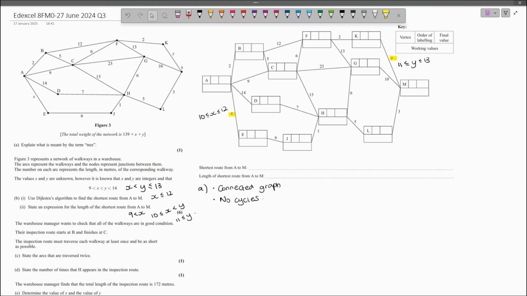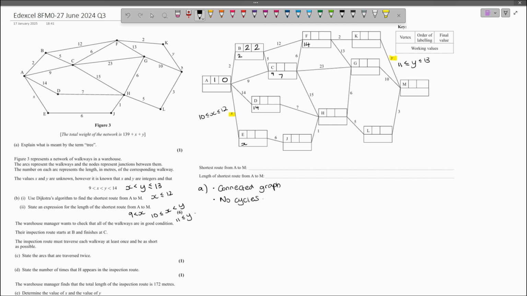So let's get started with Dijkstra's algorithm. We're going to start at vertex A. So I'm labelling vertex A first, and the distance from A to A is 0. I'm going to calculate my working values. I'm going to get 2, 9, 14, and x. 2 is the smallest working value, so I'm going to visit B next. And I'm going to update the working values of all the vertices connected to B. I'm going to get 7 for C and 14 for F.